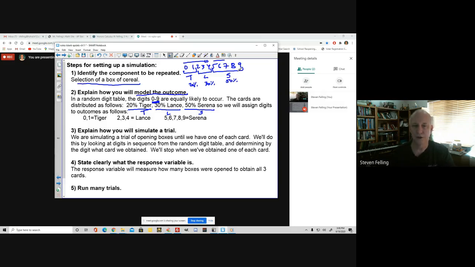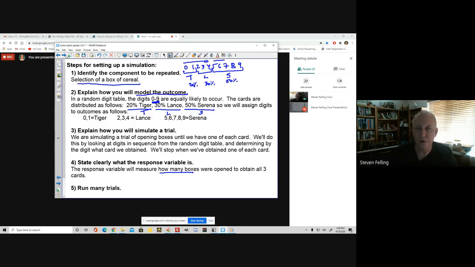Okay, so then we're going to explain how we'll simulate the trial. So what we're going to do is we're going to keep opening boxes until we have at least one T, one L, and one S card, and we'll stop at that point. And then the response variable is how many boxes did we have to open, and then we'll run some trials.